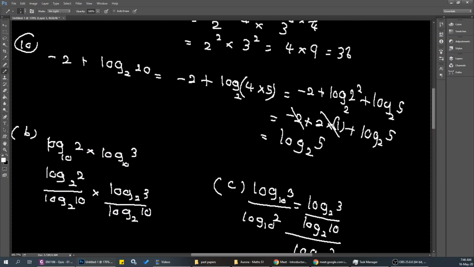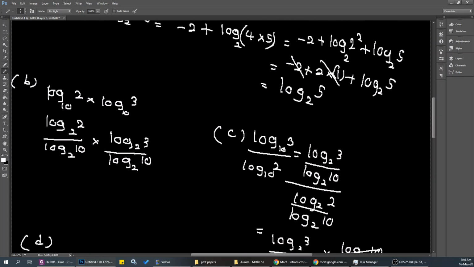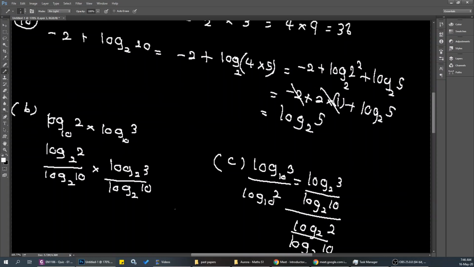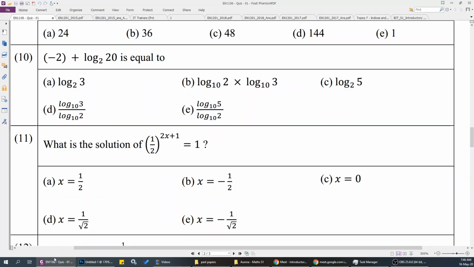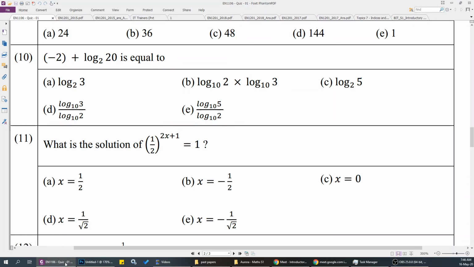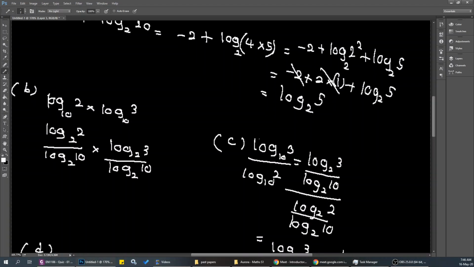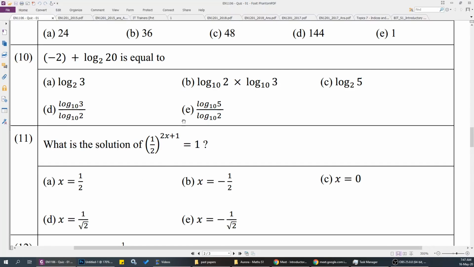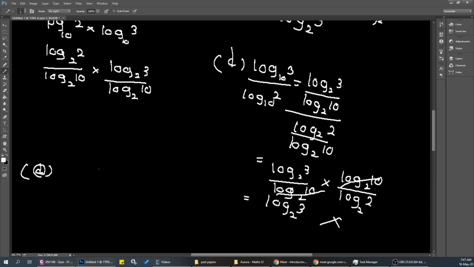What was it? Okay, this is B. C was an answer, and then the D. This is D, right? So D was not an answer, and then we have to find the value of E. E is log of 5 to the base 10 and log of 2 to the base 10.